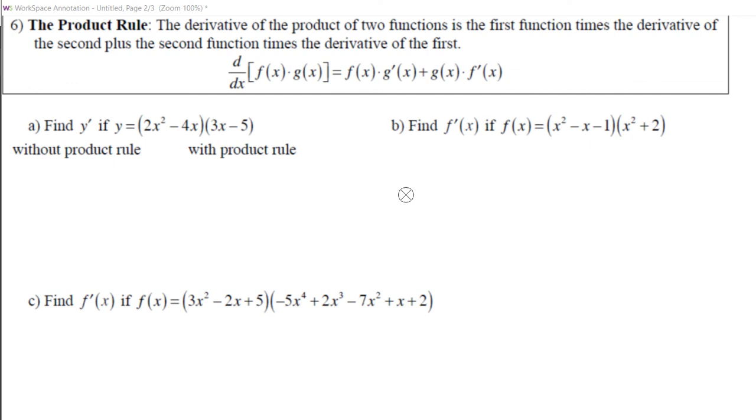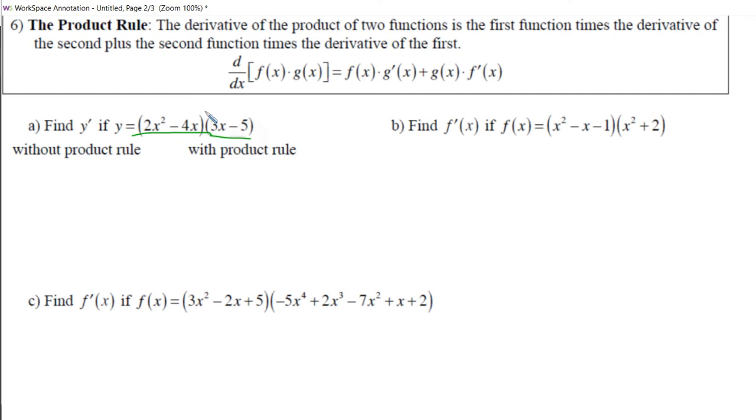Video, we'll be working on the product rule and the quotient rule. The first thing we're going to work on is the product rule. As you can see on the examples on A, B, and C, the product rule is used when two things are multiplied to each other. For instance, it looks like this. Okay? And when you do not wish to distribute things out before you take the derivative.